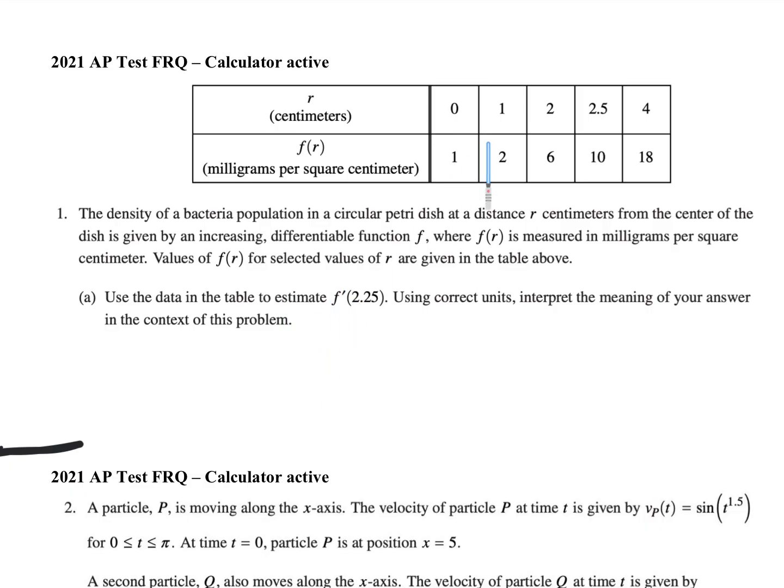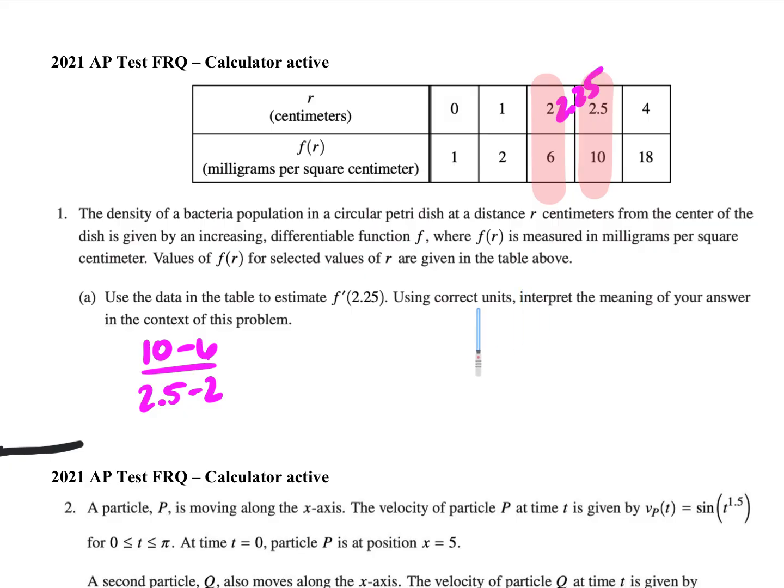f prime. They just gave us f. How could I find f prime from this table? Change in y over change in x. Where are we going to look? Yeah, between that 2 and 2.5. Let's use those 2 points. Change in y over change in x. What are we going to say? 10 minus 6 over 2.5 minus 2.